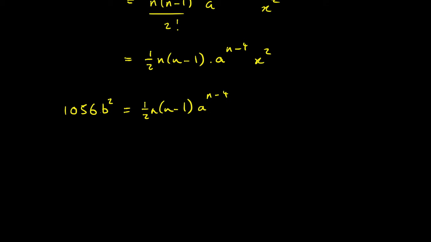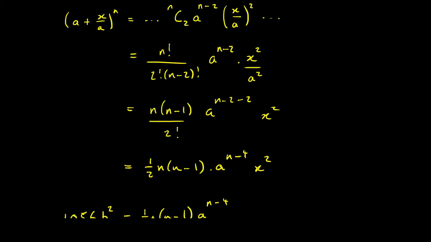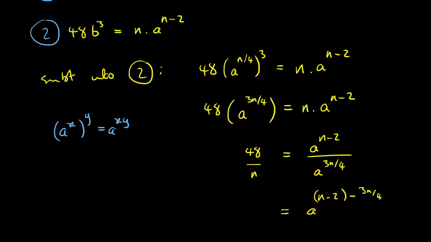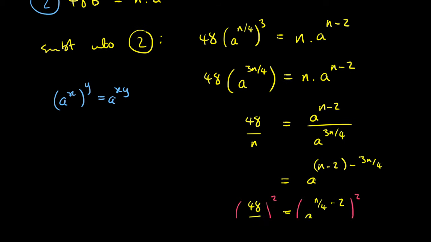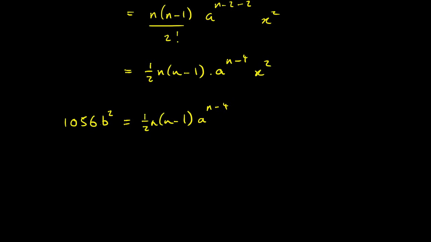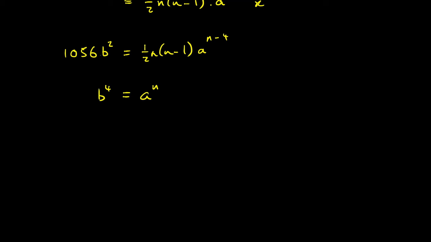And it's probably useful at this point to go back and think about the other expressions that we got. So earlier we had that b to the 4 is equal to a to the power of n. So I think I'll probably write that down as well. B to the 4 is equal to a to the power of n. So I'm going to label these two guys, I think. I'm going to call that equation 1. I'm going to call that equation 2.